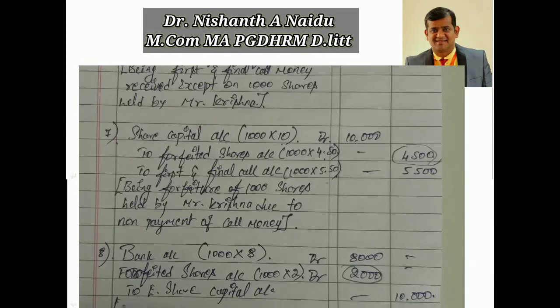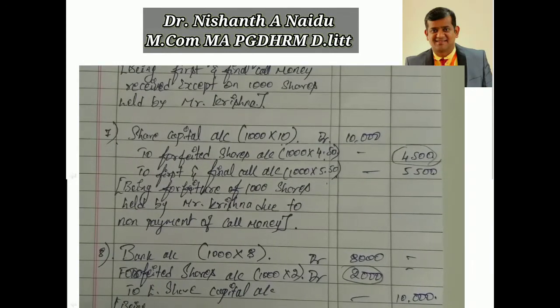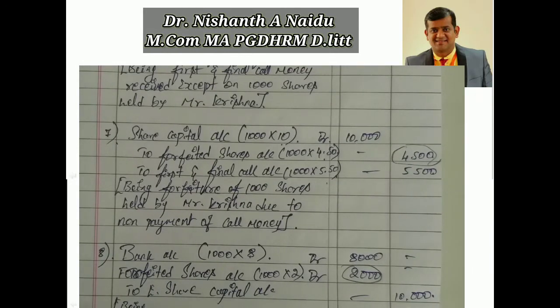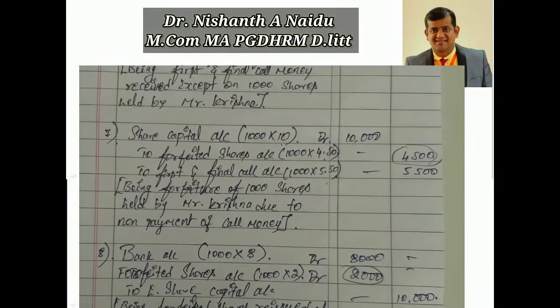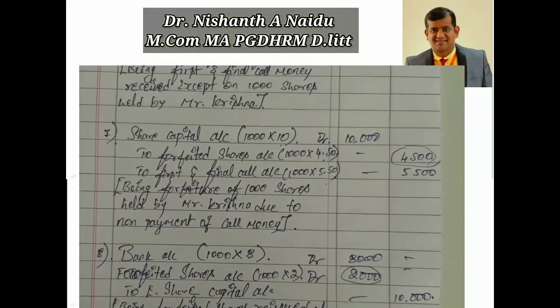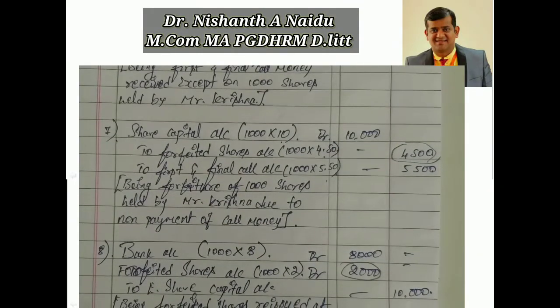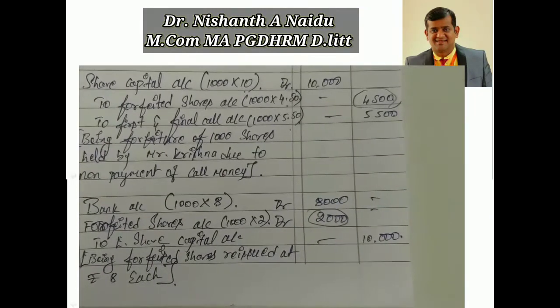So now write down the narration: being forfeited shares reissued at rupees 8 each.